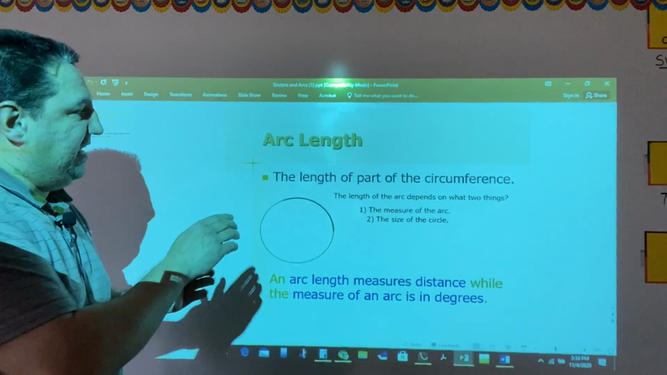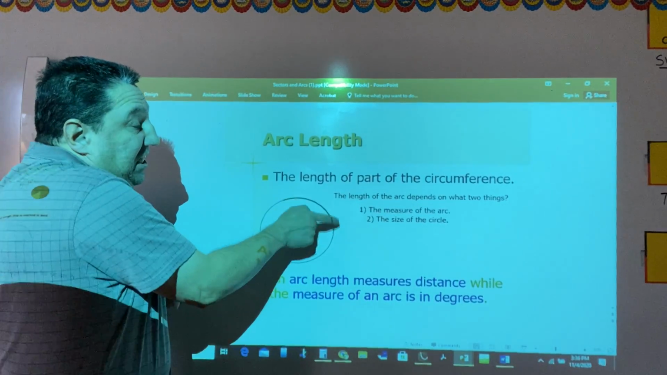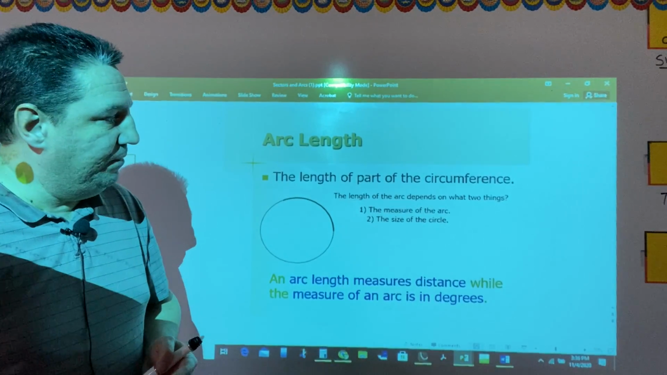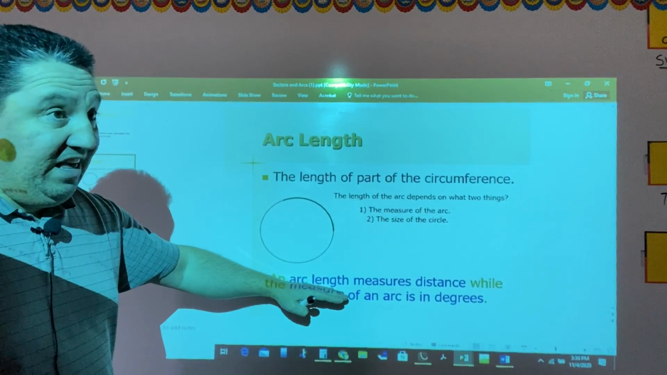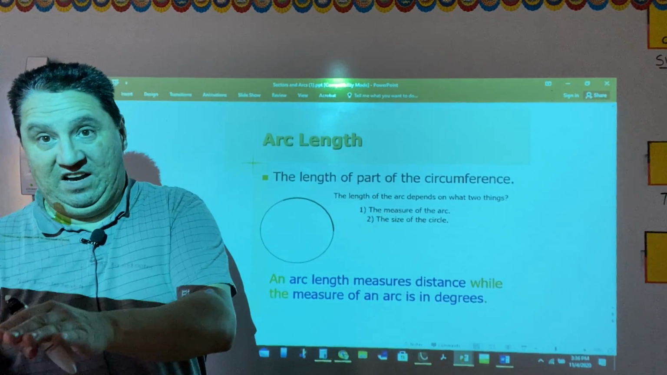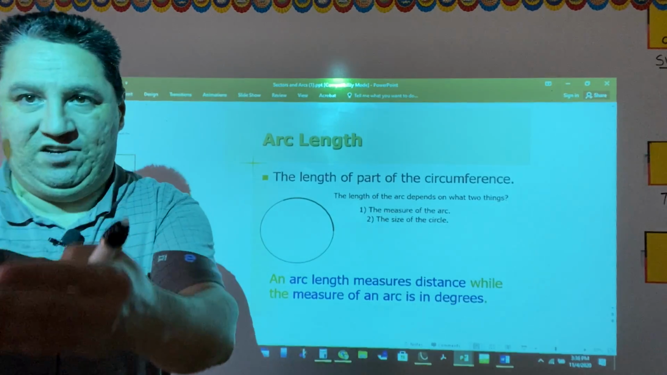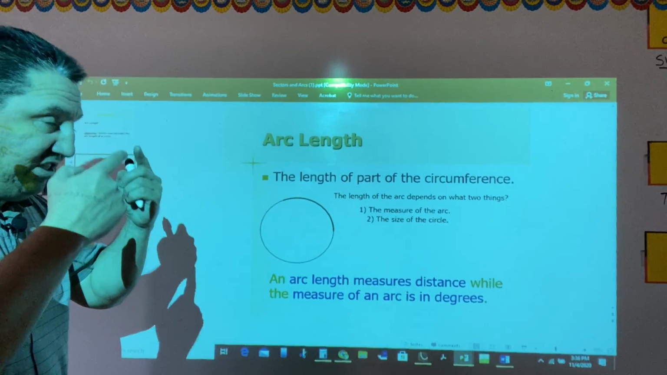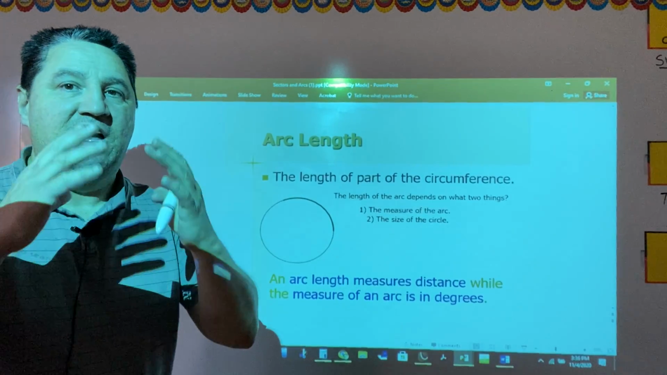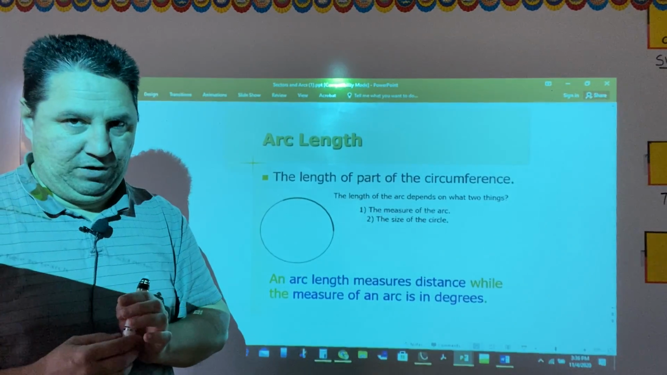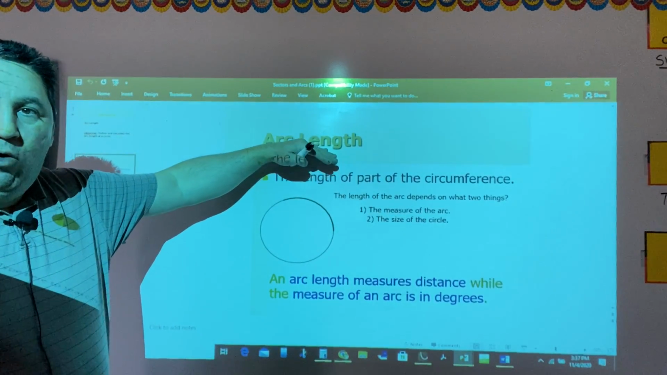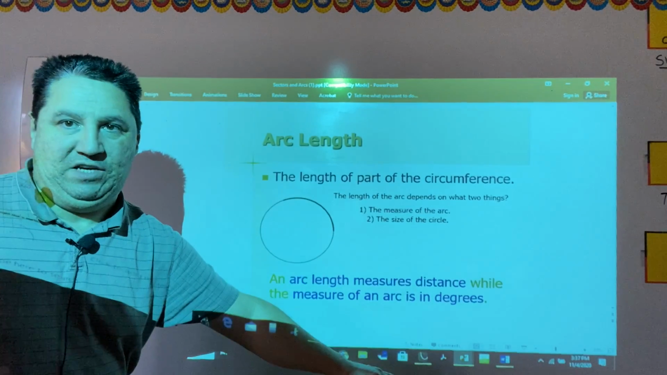Why? Because at the same time, an arc is the distance between 2 points on the edge of the circle. So, a length is a distance, different from the measure of an arc, which is measured in degrees. So, these two details, it's good to know and make a difference. Now, in this lesson, we'll talk about arc length, not arc measure.